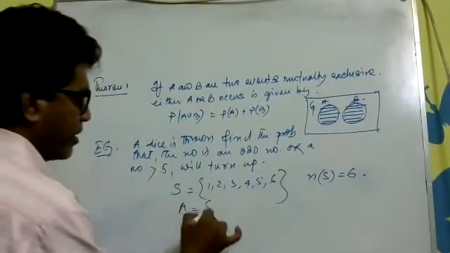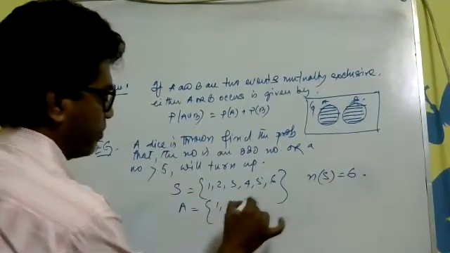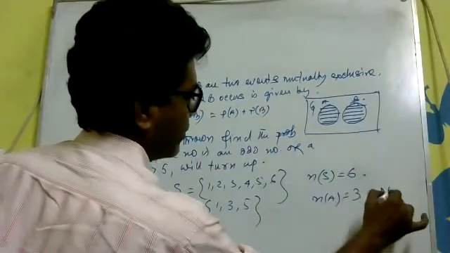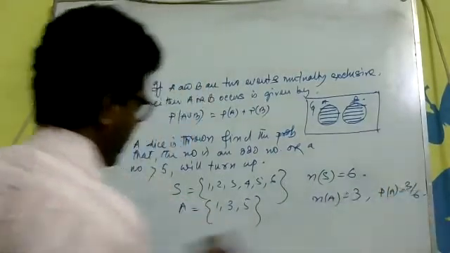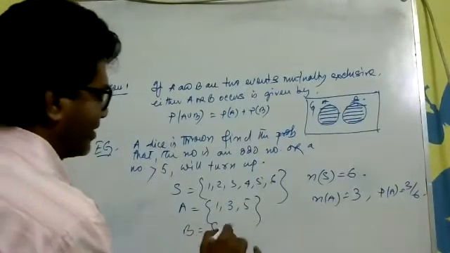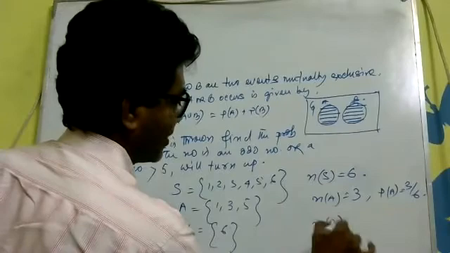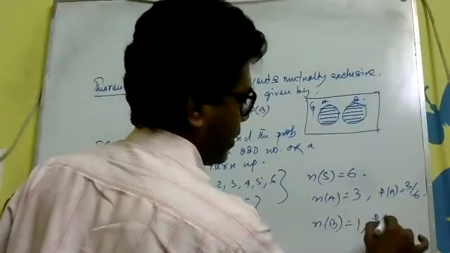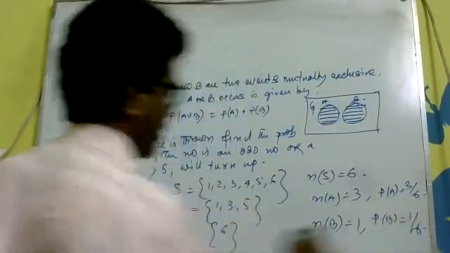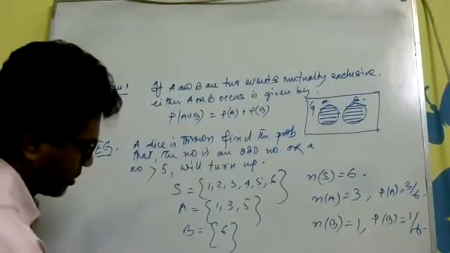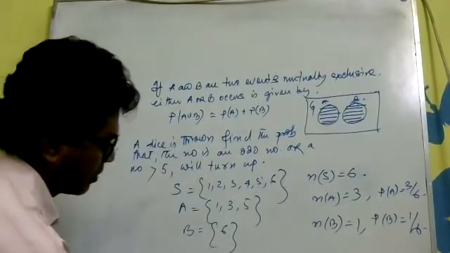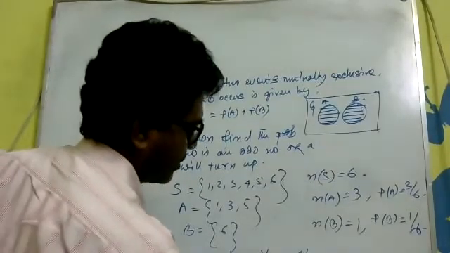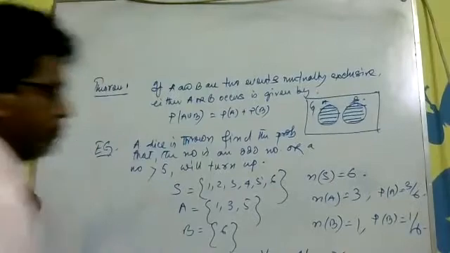Let A be the event that the number is odd: 1, 3, and 5. N(A) is equal to 3. Therefore, P(A) is equal to 3 by 6. Let B be the event that the number is greater than 5, that is 6. N(B) is equal to 1, so probability of B is equal to 1 by 6. So either this event or this event occurs, your result will be probability of A union B is equal to probability of A plus probability of B, that is equal to 4 by 6, that is equal to 2/3. That is the simplest ratio.